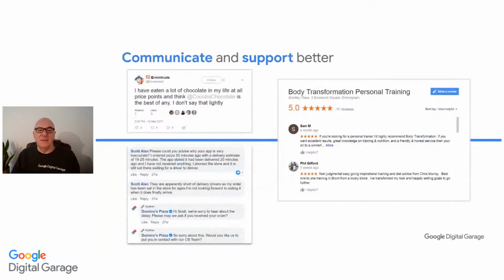Now, we are, in terms of being online, back to those opportunities and those benefits, we can communicate and support better. So you can see the examples on the screen. If you look at Scott Allen in the bottom left-hand corner, he's ordered a pizza, it's not turned up, and he's getting a bit concerned about his order. So you can actually contact organizations immediately. You've got body transformation, personal training on the right. So again, you can interact, you can show your credibility by sharing your reviews, and people can approach you directly and query your business, query you, and understand what it is they need to do to perhaps get involved or engage with you. And you can advertise.